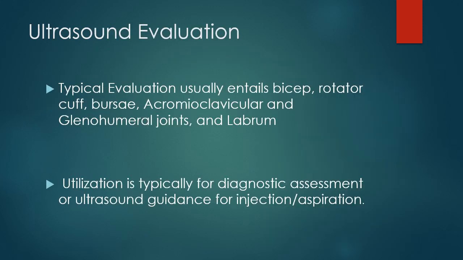So regarding the examination of the shoulder, we examine the biceps tendon, the rotator cuff, the bursae, the acromioclavicular joint, and glenohumeral joint. Actually, the labrum is not properly examined by the ultrasound, and it's much better to refer it for MRI examination.